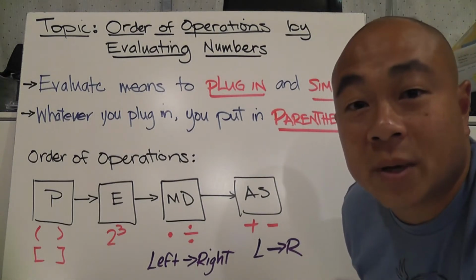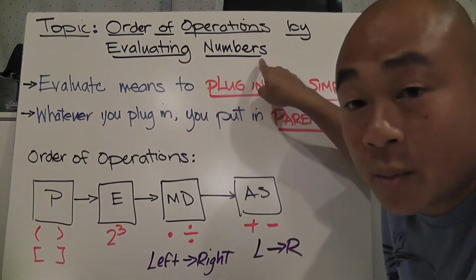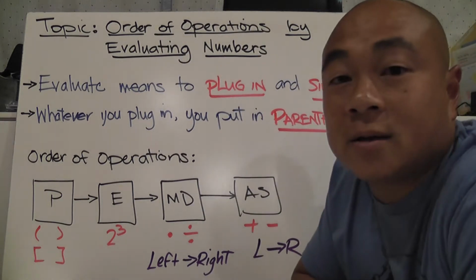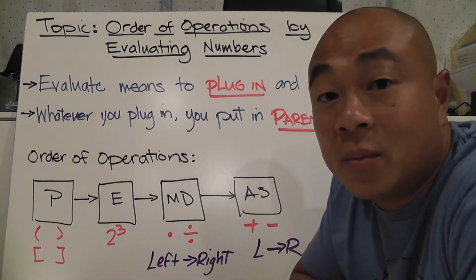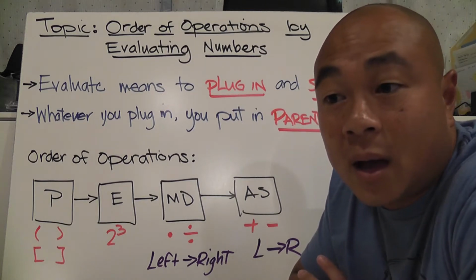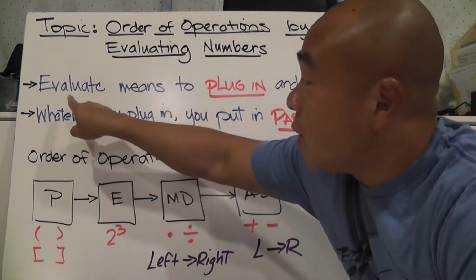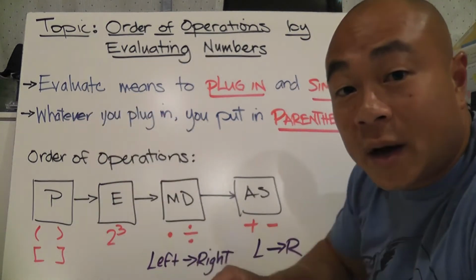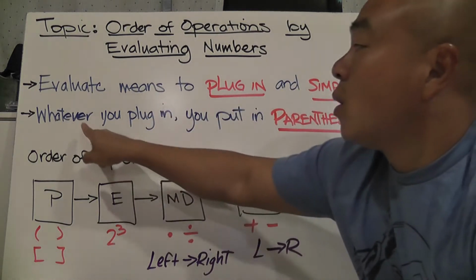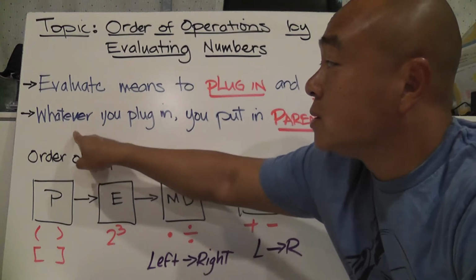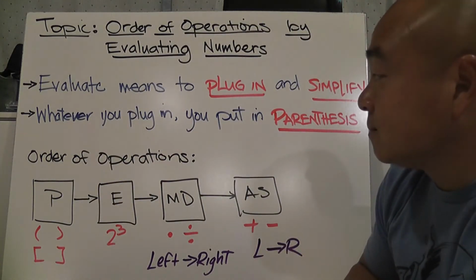Hi, your topic today is the order of operations by evaluating numbers. Our objective for today is to use the order of operations and then evaluate numbers by plugging them in and solving. The main thing that we want to know about right now is the word evaluate. Evaluate means to plug in and simplify. The second thing that you want to know is whatever you plug in, you must put in parentheses.